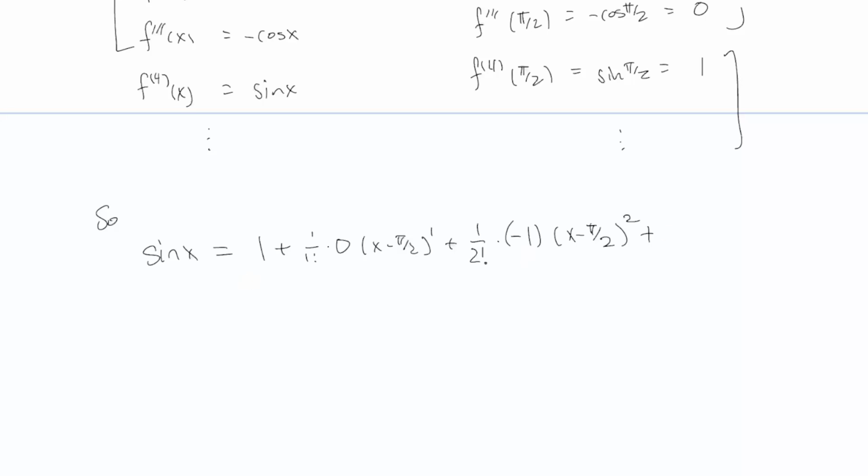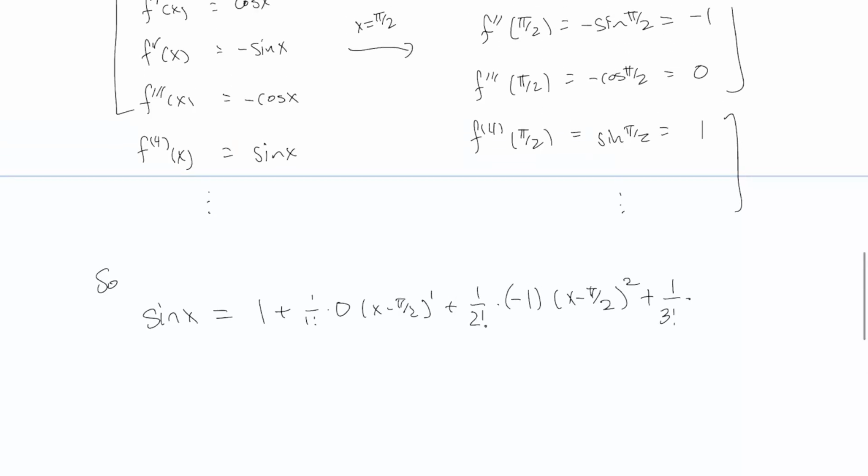So the next one would be 1 over 3 factorial times the third constant, which is also a 0, x minus pi over 2 cubed, all right? That one was also a 0. The next one is going to be 1 over 4 factorial times the constant, which I calculated up there, is a 1, and then times x minus pi over 2 to the 4. In terms of non-zero terms, I have this. This is not 0. I'm going to need one more non-zero term to have satisfied the question.